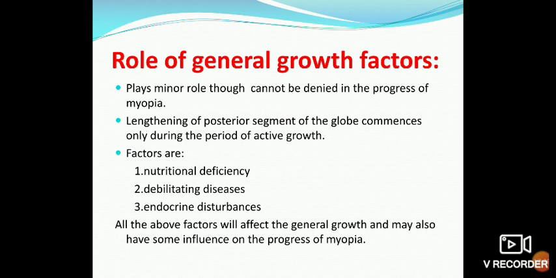So what are those factors? Nutritional deficiency, debilitating diseases, endocrine disturbances. All these factors will have an effect on the general growth process, and similarly, these factors will affect the growth of your eyeball. So this is another theory that is being put forth for the explanation of pathological myopia.